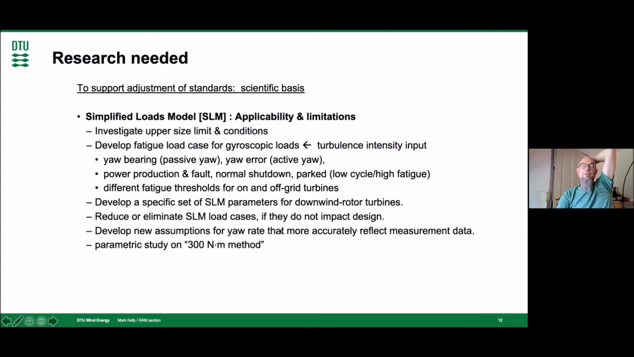Yeah, we need to match what's going on with yaw rate as observed versus what's assumed in the SLMs. And then lastly, there's this Danish 300 Newton meter method for a quick, and maybe not dirty, quick way of determining expected loads. A parametric study on that could be done.